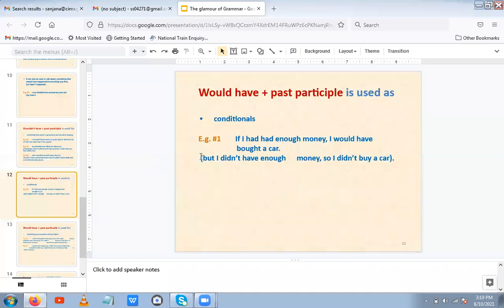You can also use the sentence like, had I got the money, had I enough money, I would have bought the car. You can write it two ways. If I had enough money, I would have bought a car, or had I enough money, I would have bought the car. You will start the sentence with had.